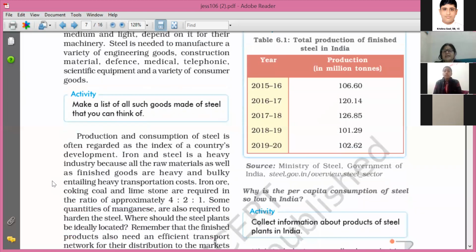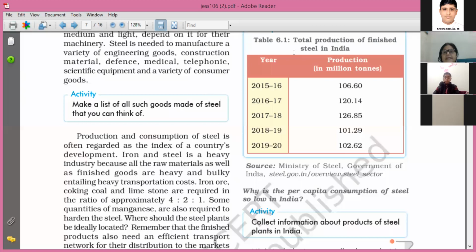Then, the production and consumption of steel is often regarded as the index of a country's development. So the total amount of steel produced in the country and consumed in the country will give us a picture of the country's development, because there are many products which we use in our daily life that are made of steel. So therefore we have to manufacture more and more steel, and how much steel we are producing and how much we are consuming will tell us about the country's development.